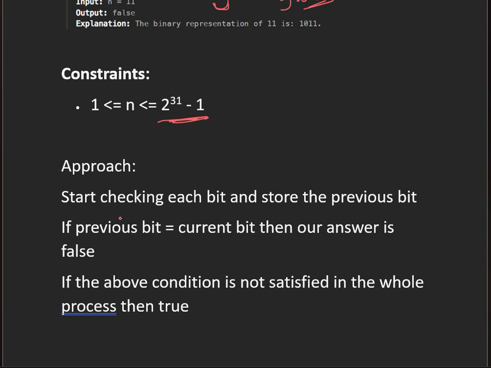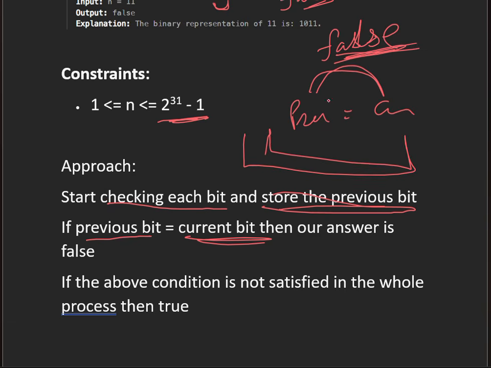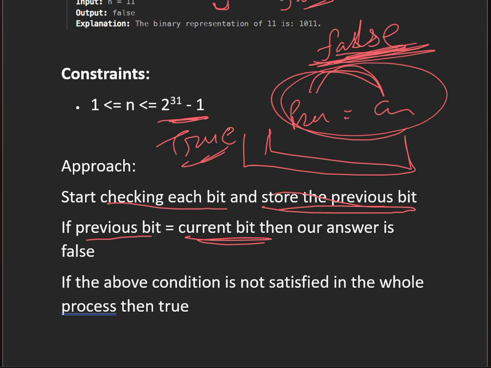So what we do is we start checking each bit and store our previous bit. If previous bit is equal to the current bit, that means the adjacent bits are same. In that case we'll return false at that point only. We won't be checking future bits, we will be returning false at that point, right? And if we have checked all the bits and this condition is not satisfied, means we haven't returned false at any point, that means all the adjacent bits are different. In that case we will be returning true, right?